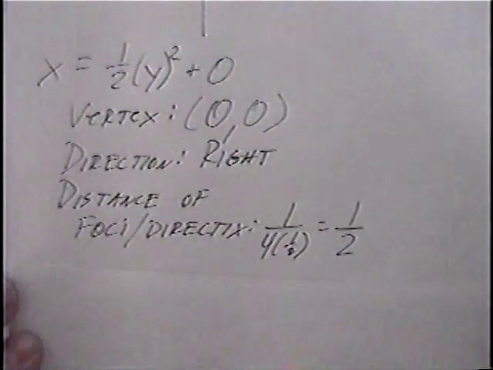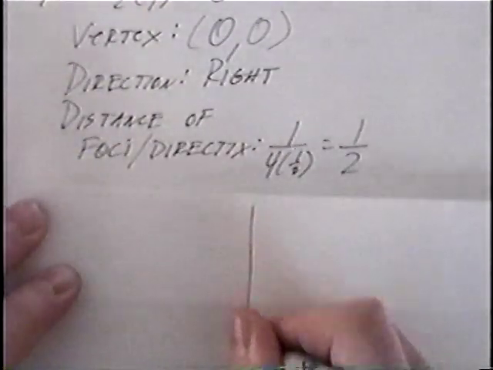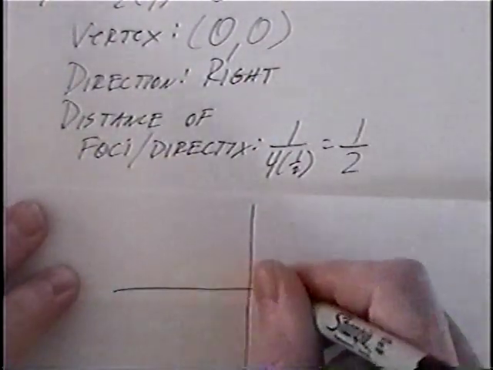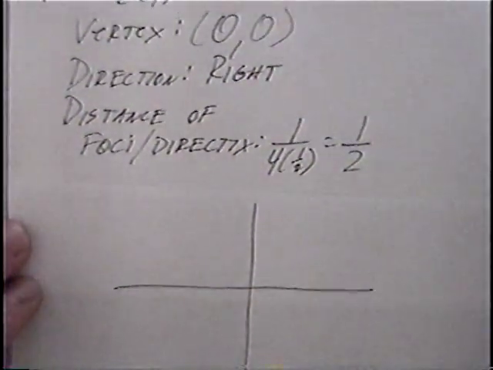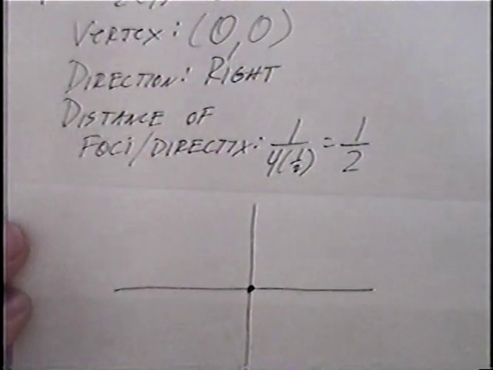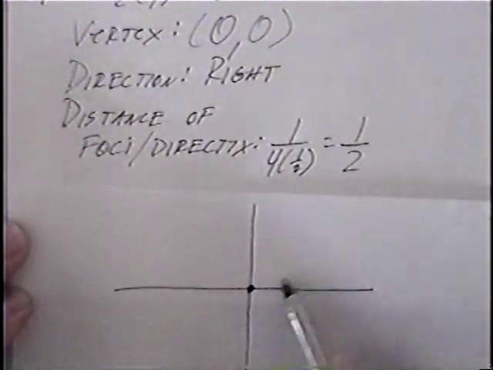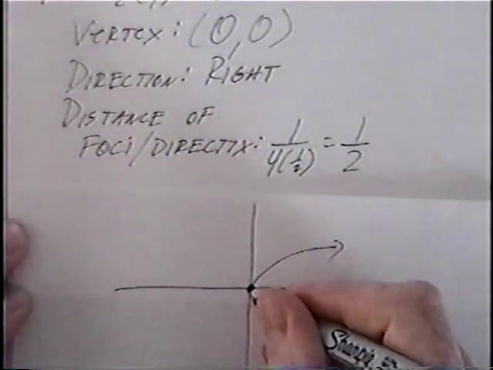To graph this, we can draw the xy axis. The vertex would be in the middle at 0, 0. The direction goes to the right, so instead of either going up or down, the parabola would open to the right.